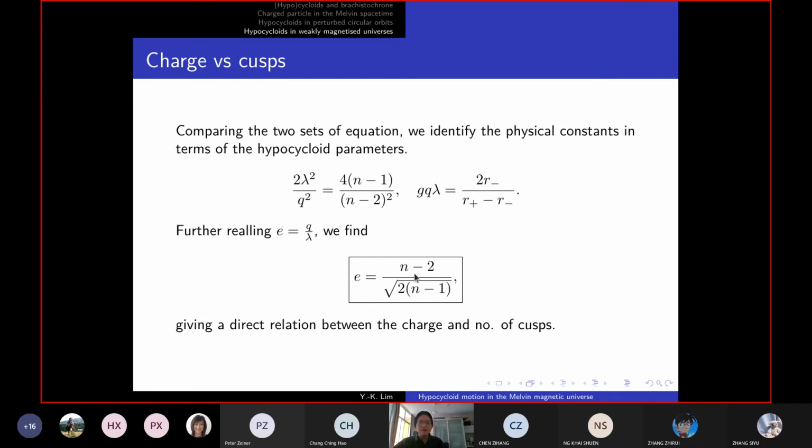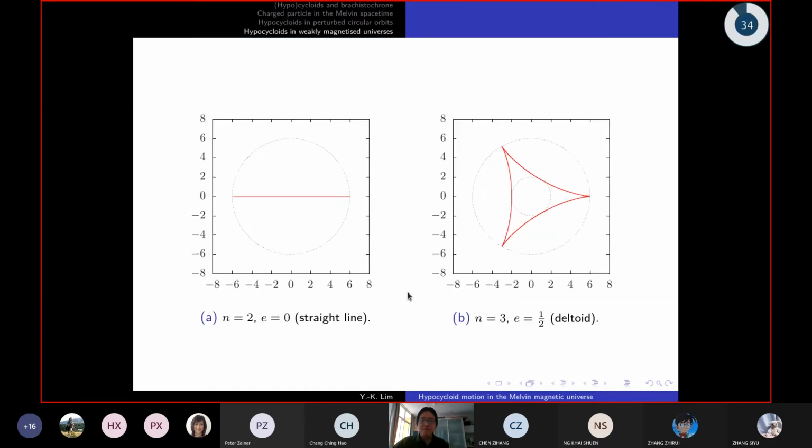So to me at least, this is a remarkable result, because on the right hand side I have n, which is just a property of some mathematical curves. Then on the left hand side, it gives you the physical charge. So this gives us the relation between the charge and the number of cusps. So let's try to use this equation over here.